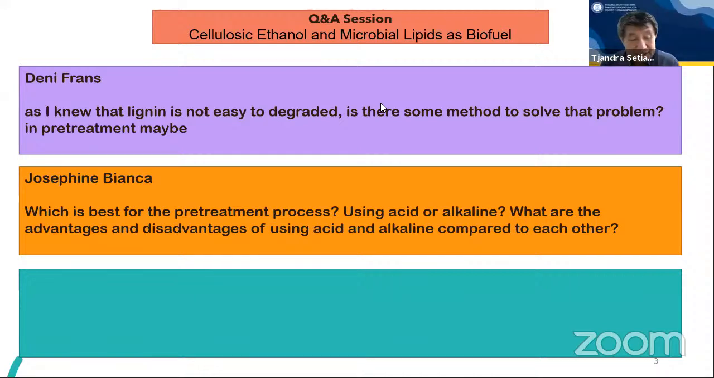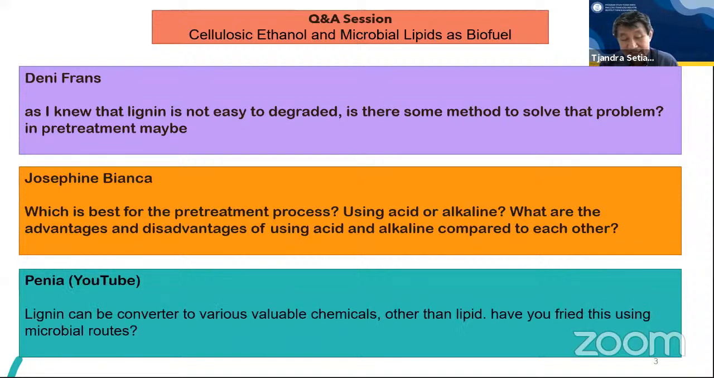Okay, the next question from Josephine: which is better for the pretreatment process, acid or alkaline? Both have some advantages and disadvantages. Acid produces inhibitors, and you also release some sugar during acid treatment. Alkaline treatment is caustic and needs pH adjustment afterwards. So each pretreatment has its ups and downs. It depends on the people who work with it. Some people prefer acid treatment over alkaline treatment. I prefer acid treatment because of my use of fungus, combining it with acid treatment. So every technology has its own advantages and disadvantages.